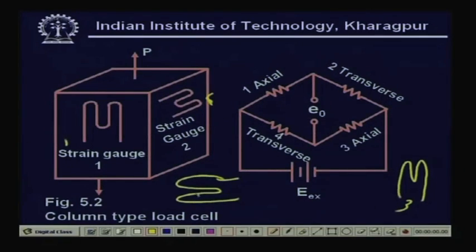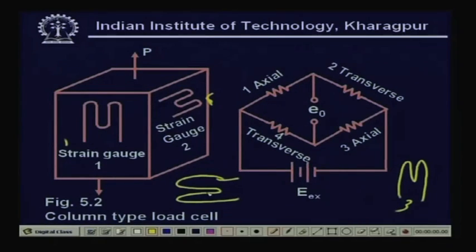So, this will be subject to transverse strain, whereas this will be subjected to tensile strain, since, as shown in the figure, it is subjected to tension. So, it will be tensile strain, right, and now we have put in a Wheatstone bridge which looks like this one.